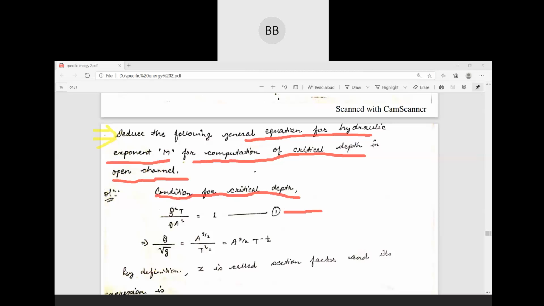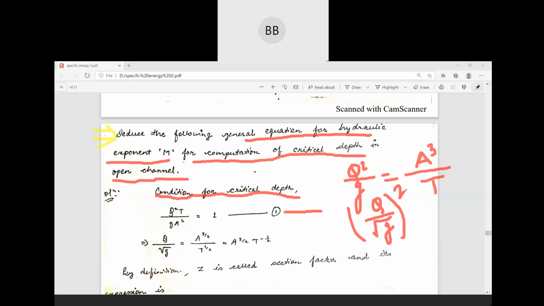So from this equation, we keep that Q square by G on one side, and other terms we will put on the right hand side. Okay, that will be A cube divided by T. If we cross multiply it will be A cube divided by T. So here we have Q square by G is equal to A cube by T.